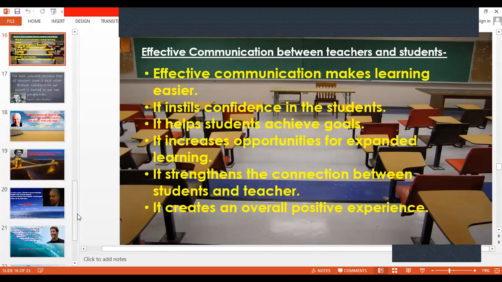It creates an overall positive experience. Yes, if effective communication is there in the class, then it creates an overall positive experience. There will be a power, positive power, you can say. The children will never be defeated by any situation. They will try to fight. If they don't understand anything, they will ask the teachers.